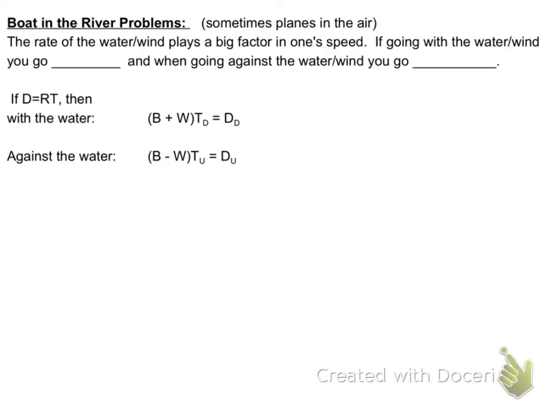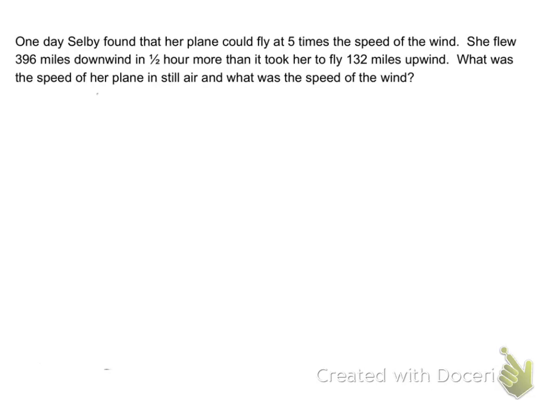And so there's always a connection that's going to get us down to 2 variables, 2 unknowns, or 2 equations, 2 unknowns that we can solve for. So our first problem says one day Shelby found that her plane could fly 5 times the speed of the wind. Connection. She flew 396 miles downwind in a half hour more than it took her to fly 132 miles upwind. More connections.